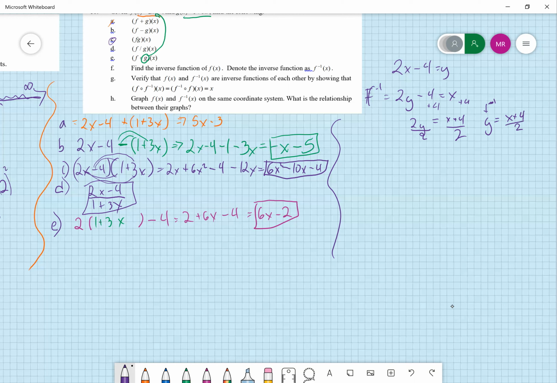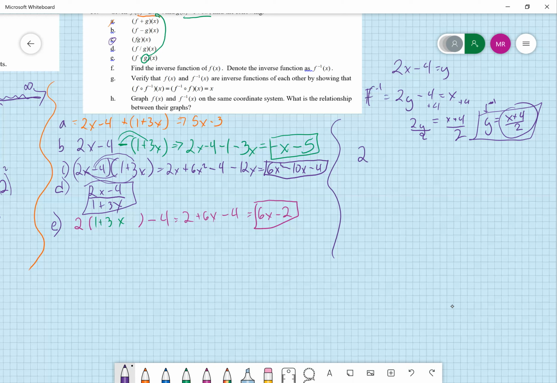Now you can simplify this to 1/2 x plus 2 if you'd like. For our purposes, we're going to leave it the same because in our next part, G, we need to verify that f of x and f of the inverse of x are inverse functions. So this is what we do. We put our inverse in for our x. And if we get just x back, then we know that it's the inverse.